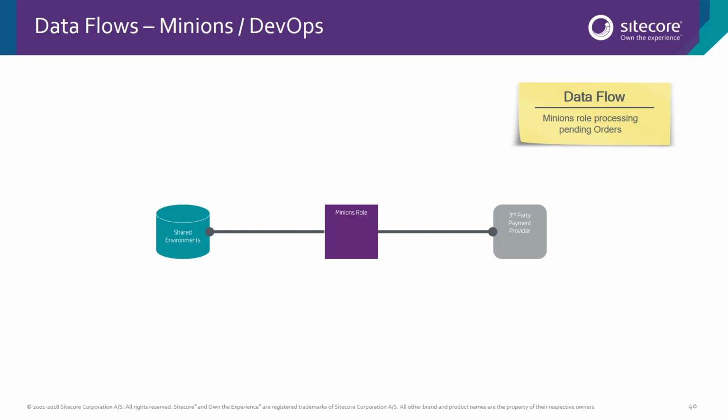It will update the order to be in the release state and persist it. And finally, an entity index entity is then persisted to the shared environments database, which will queue up an update of the order's scope index to be performed by a minion.